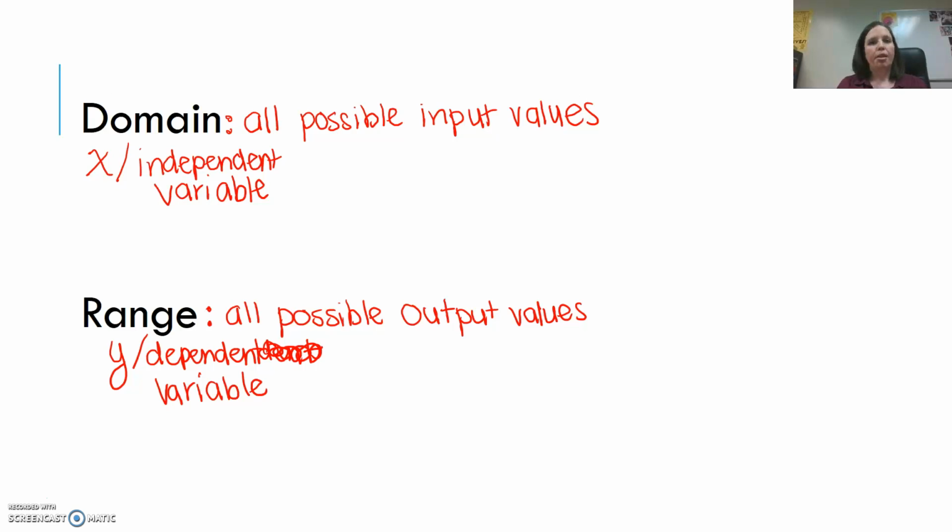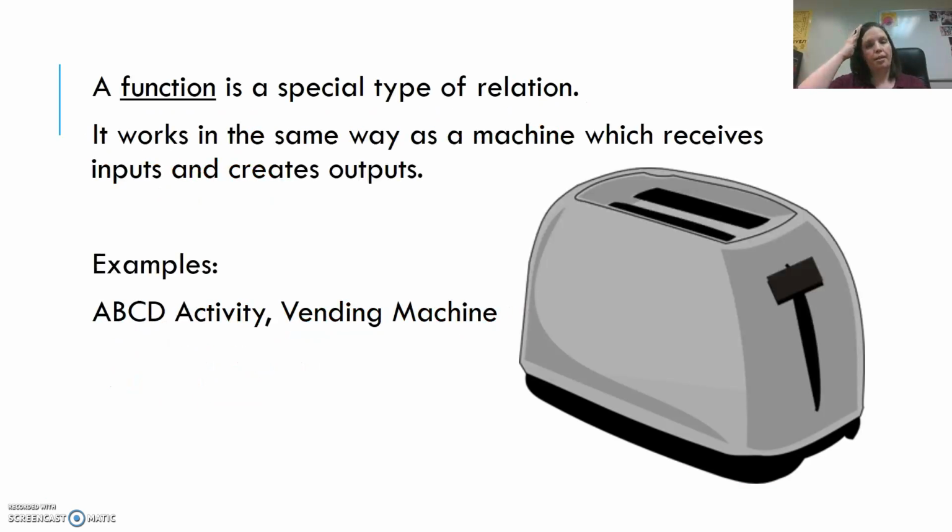Now, thinking about those inputs and outputs, and we'll get to the definition of function in just a second, a function is taking those inputs and outputs, and there's a special type of relationship that exists. That functional relationship works a lot like a functioning machine, which receives inputs and creates outputs.